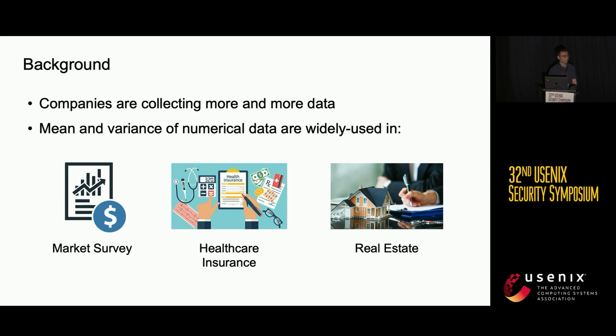All right. So I want to provide a little bit of background on the data. We know that more and more companies are collecting user data for their applications. All the applications right now are data hungry. One of the most popular data types is numerical data. Mean and variance are two fundamental statistics which are widely used in many scenarios. For example, companies in market surveys, insurance, and real estate want the mean and variance of some attributes of their customers to adjust their business strategies.